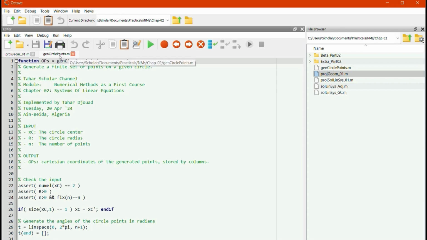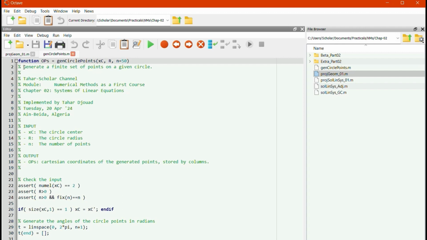genCirclePoints in a file with the same name, and the input xc, a vector containing the coordinates of the center, the radius r, and the number of points on the circle n. The default value is 50. And if we omit n, it is set to 50. And the matrix OPS containing the coordinates of the generated points by column. Each column is a point.